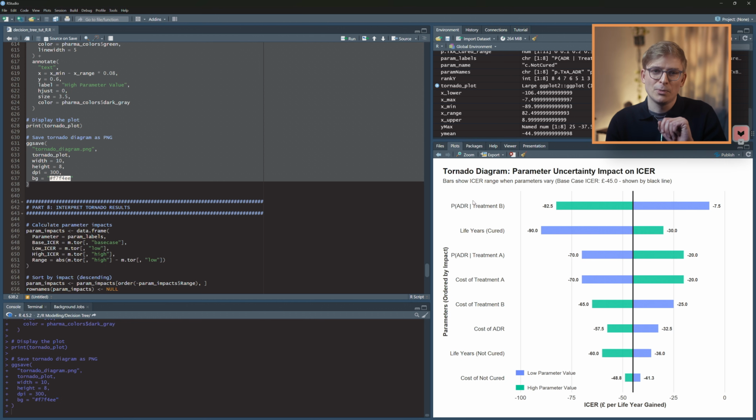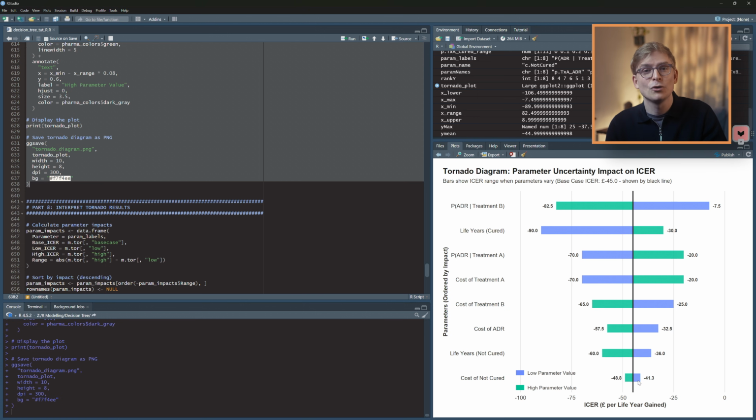There's one more thing I like to point out with tornado diagrams. Remember that a low parameter value can result both in a reduction and in an increase of the ICER. The same is true for high parameter values. That's why we see blue and green bars both on the left and on the right side of our base case ICER of minus 45, which in our plot is represented by the black line.